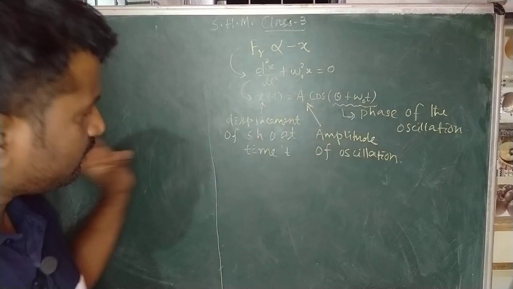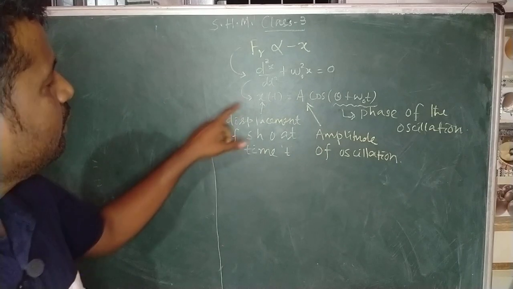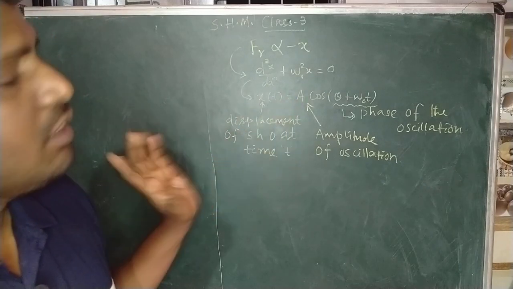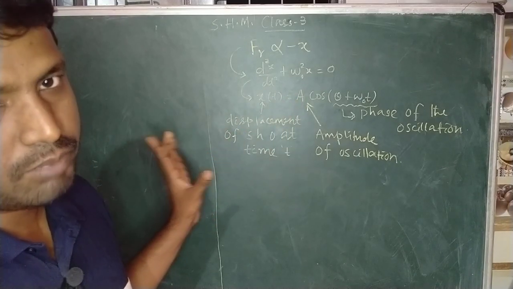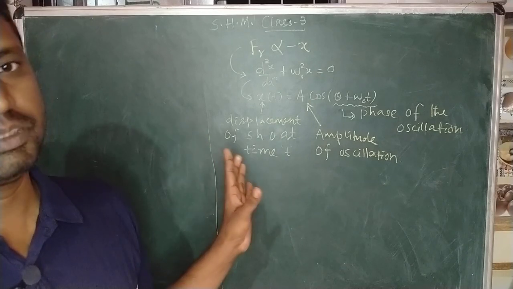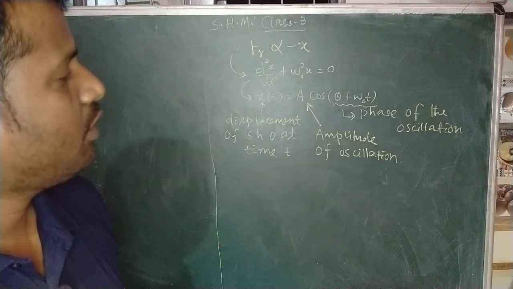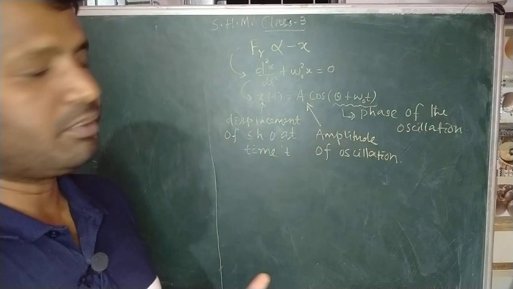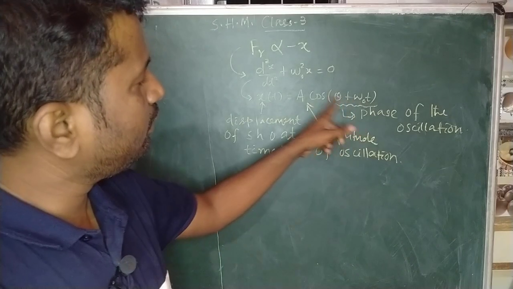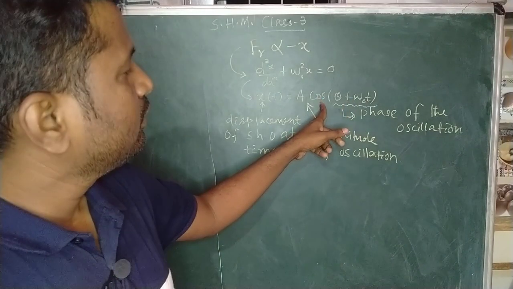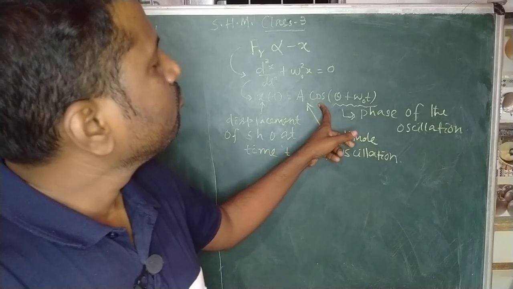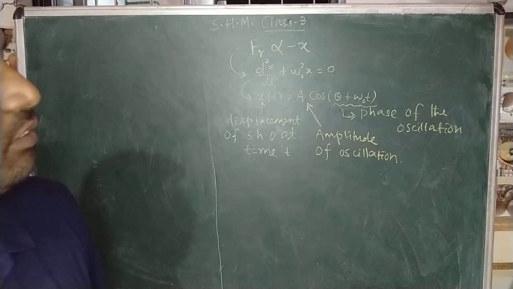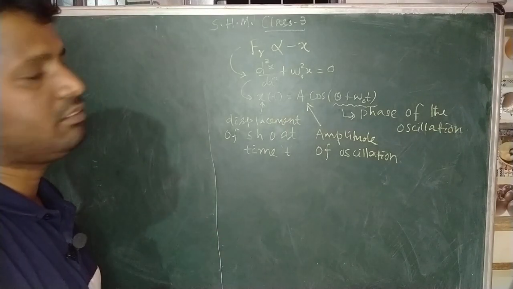These symbols carry their meanings written here. x of t is our displacement of the simple harmonic oscillator at time t. A is our amplitude of oscillation, which is nothing but the maximum displacement, the maximum distance covered by the oscillator from its mean position. And the most important one is theta plus omega naught t. What is this? This is the argument of this sinusoidal function cos, and this is known as the phase of the oscillation.